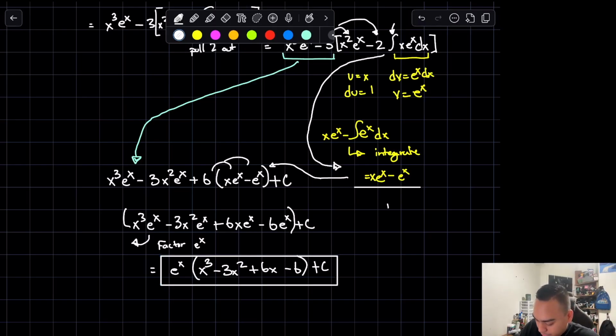Integration basically stops right here. How do we know integration stops right there? Well, we can't really go any further than that. It doesn't become anything else. So that is how we start.